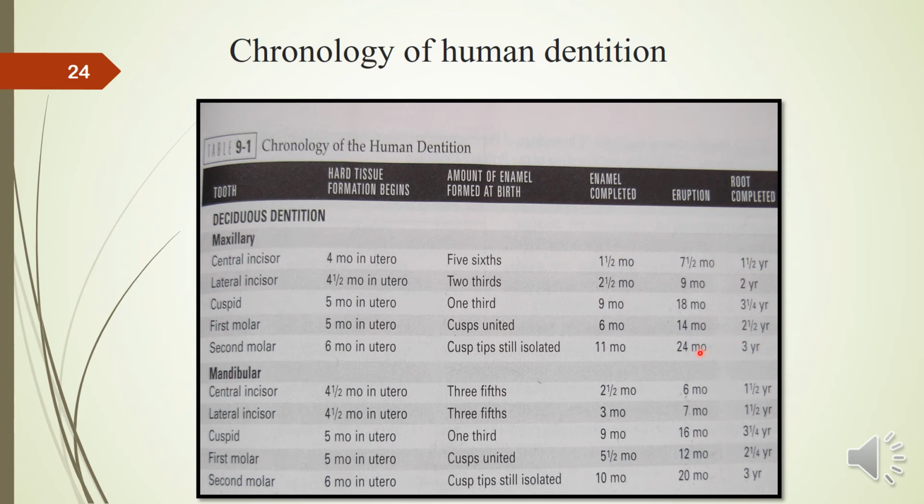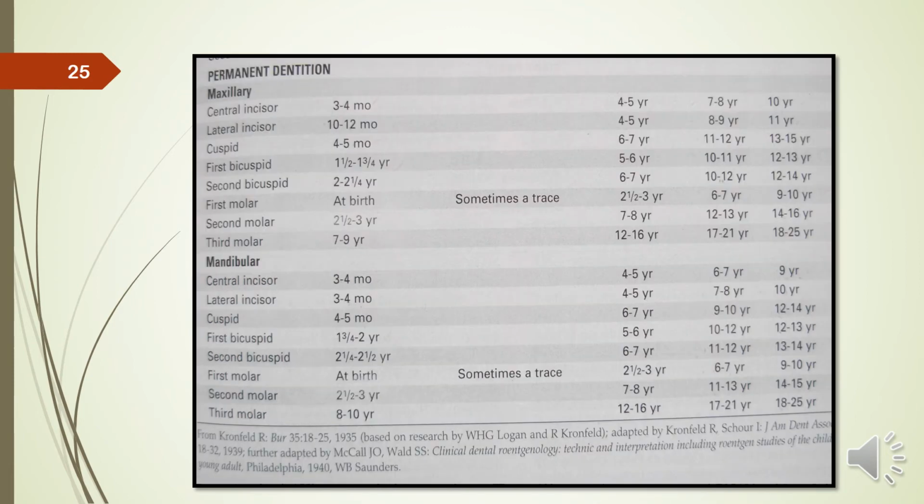Okay, so you see the eruption of the second molar is at 24 months, and all these teeth should be erupted by the age of 24. So definitely something is wrong, and we need to investigate and maybe take some radiographs to find out if there is a developing tooth bud inside. This chart is for deciduous dentition, and this chart is for permanent dentition, and you can see the reference here from Cronfield. That is what we are going to follow.